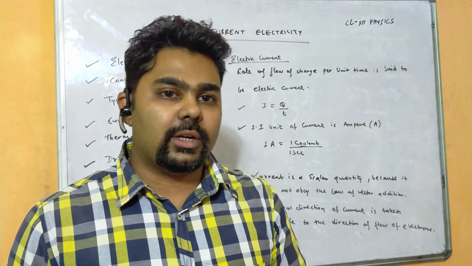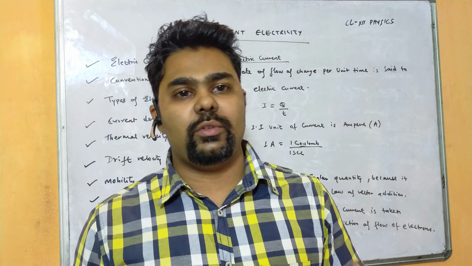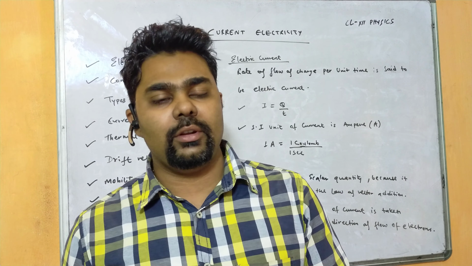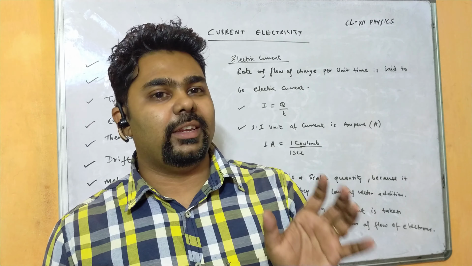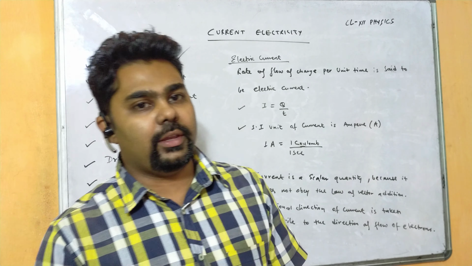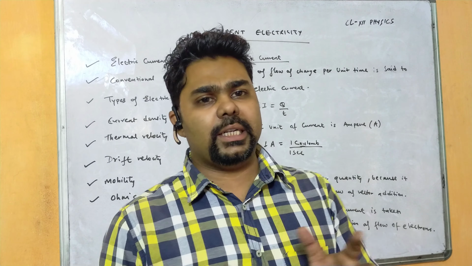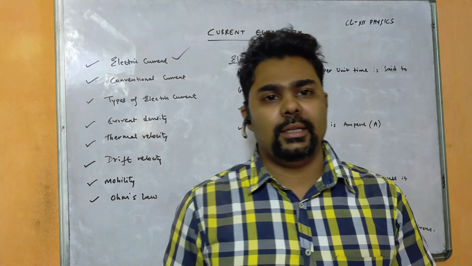Direct current, when I say, that is magnitude and direction remains same. That means there is no change in magnitude and direction of that current, that is, it is a steady current. But when I say AC current, that is alternating current, that means it changes its magnitude and direction periodically.